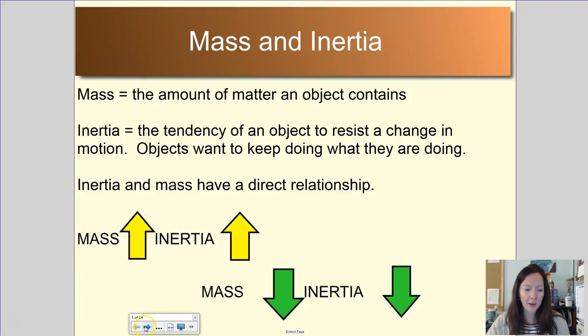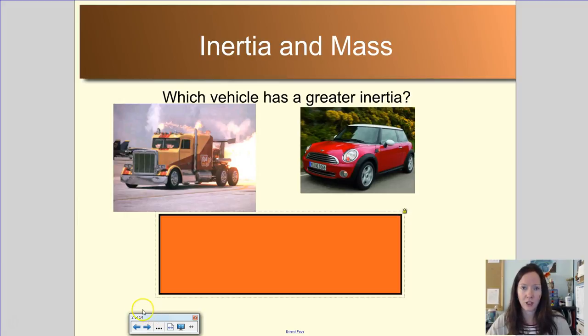So let's look at an example here. I have two objects here. I have on the left a giant flaming semi-truck, and on the right a Mini Cooper. So which of these two has a greater inertia? Hopefully you said that the semi-truck does, and the reason for that is that it has a lot more mass. It's a lot harder to get the object moving and to stop it or to change its motion because of that mass.